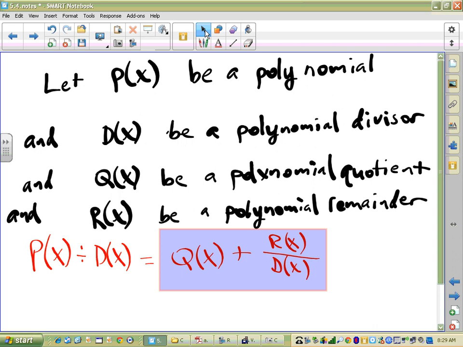This is called some kind of theorem. I think it's called the remainder theorem or the divisor theorem or something. I don't know what it's called, but you divide a polynomial by a divisor and you get the quotient plus the remainder divided by the divisor. Okay.